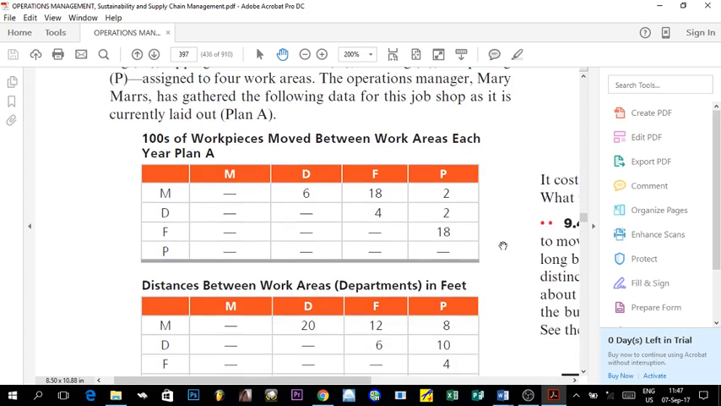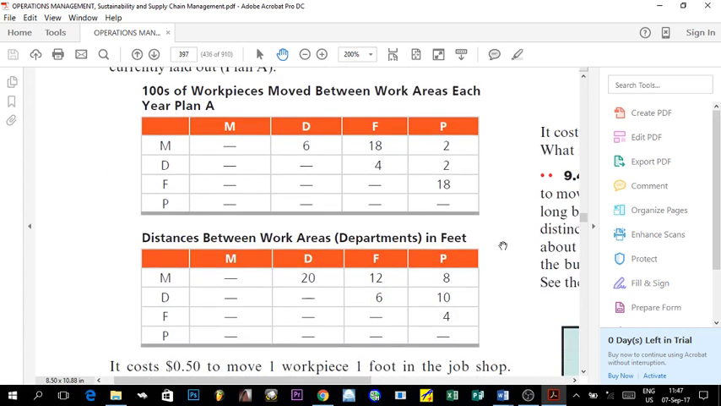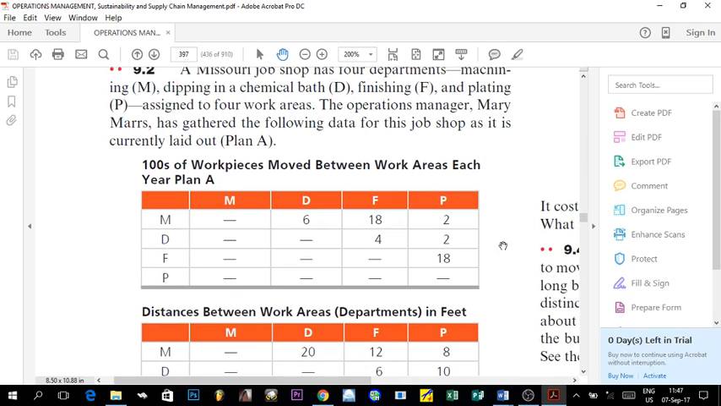Now first of all, the current layout is plan A, and the information that is given in this table says that 100 work pieces move between work areas for each year, and this one is for plan A. Now what they mean is, these are the four departments and these are the number of units, what we used to call in the MPC case the workflow matrix, the flow matrix, something like that.